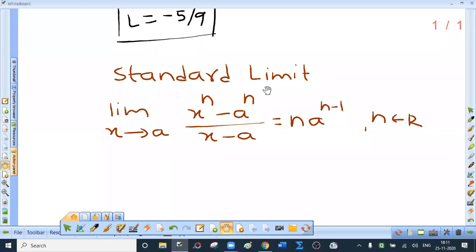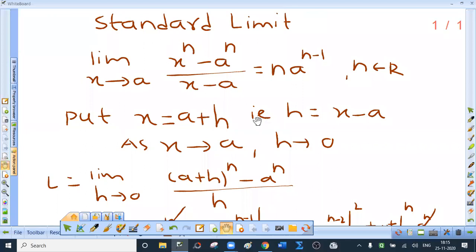Now you have to remember this and use this as a standard result. Limit of x raised to n minus a raised to n upon x minus a as x tends to a is what? n into a raised to n minus 1. Actually, we are going to prove this result for natural index, but the result is seen to be true for any real index. So what is the standard result? Limit of x raised to n minus a raised to n upon x minus a as x tends to a is what? n into a raised to n minus 1.